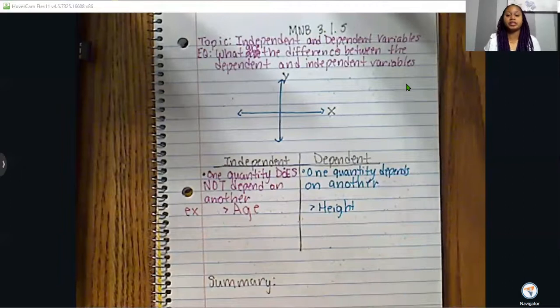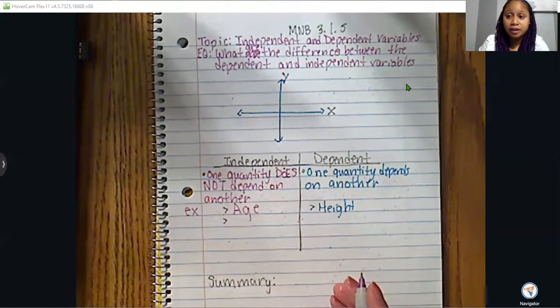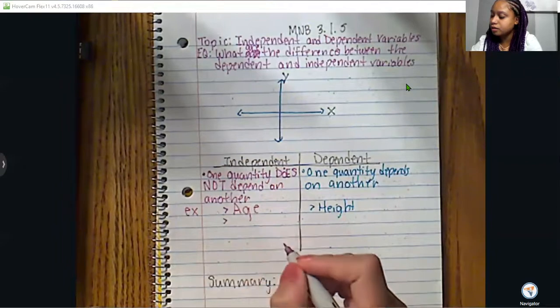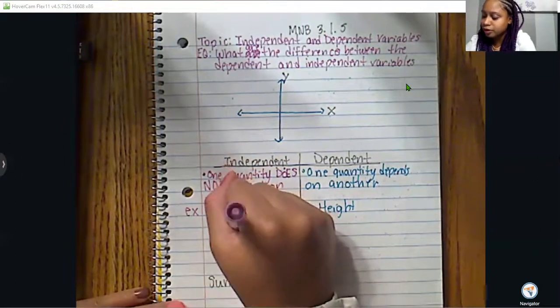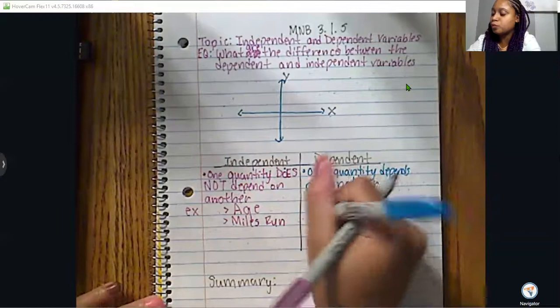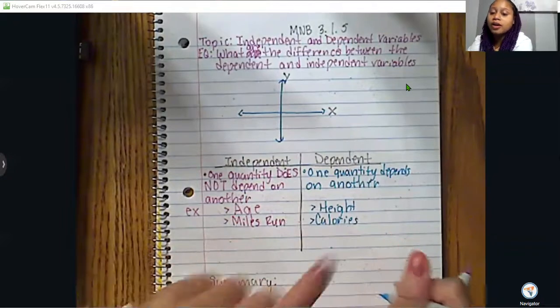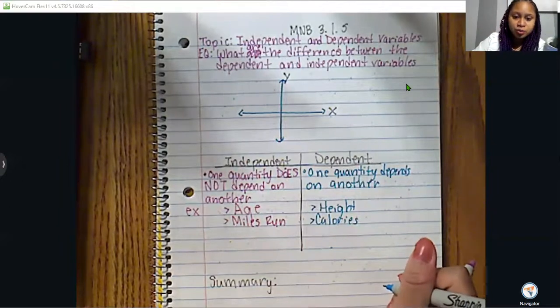And so let's talk about another situation. We have the miles that you've run and the calories that you've burned. So the miles run would be the independent variable because you can't burn calories without running the amount of miles. So your independent would be the miles run. And then your dependent would be the calories burned. So the more miles that you run, the more calories you burn. So the calories that you burn depends on how many miles you run.